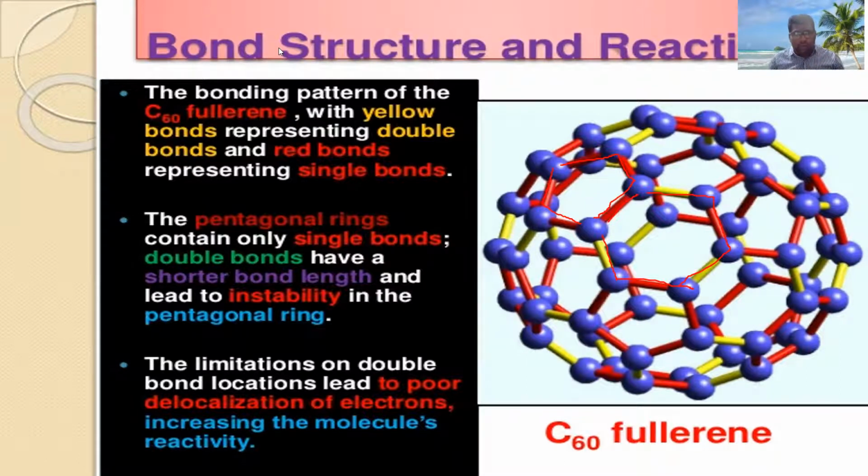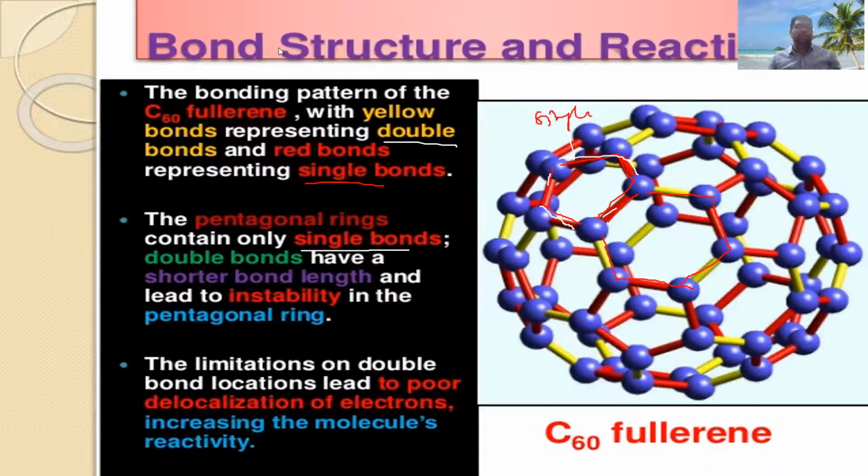So the bonding pattern of the C60 fullerene is shown with yellow bonds. Observe these yellow bonds: they represent the double bonds and the red bonds represent the single bonds, students. In the structure of fullerene, yellow bonds represent double bonds and red bonds represent single bonds. The pentagonal rings contain only single bonds.